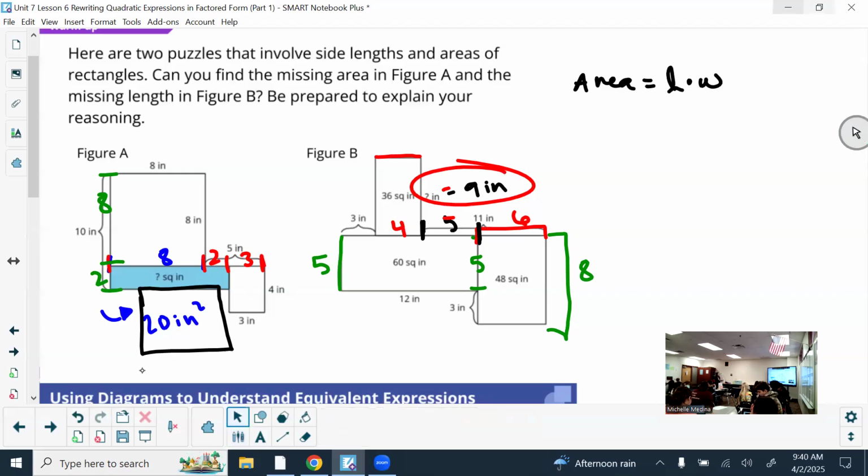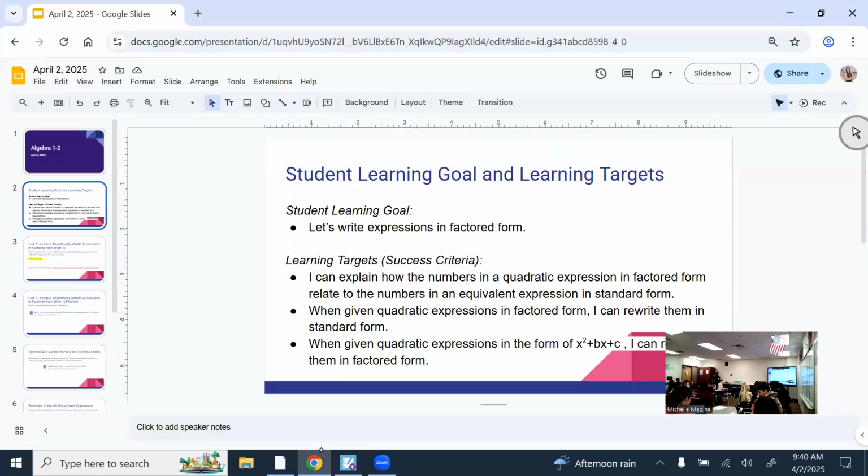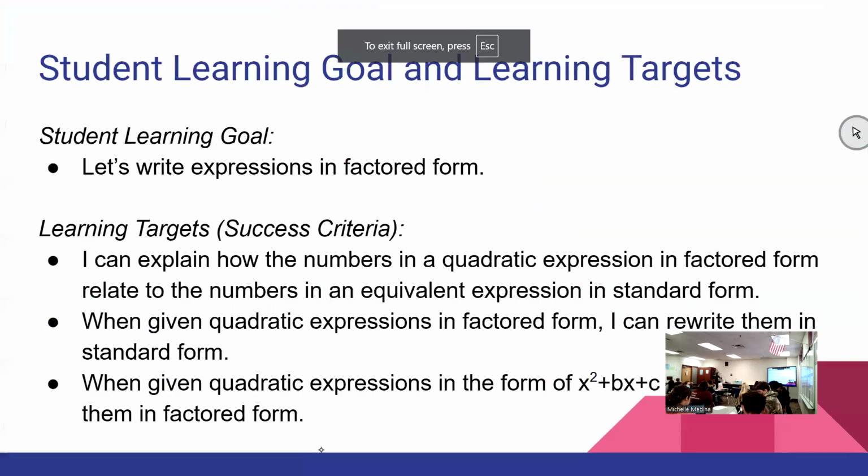But good little exercise. Today we are doing lesson 6 of unit 7, and it's called rewriting quadratic expressions in factored form. There's actually like 4 parts to this lesson that we'll learn over this week and next week. So going from standard form to factored form is a big skill this unit. In the last unit, we mostly just went from factored form to standard form by multiplying. So we're gonna do a bit of the opposite.